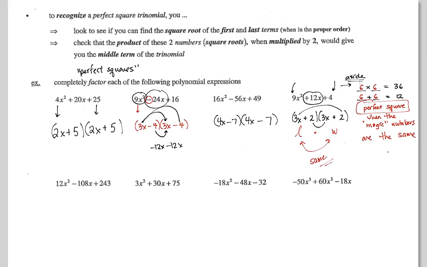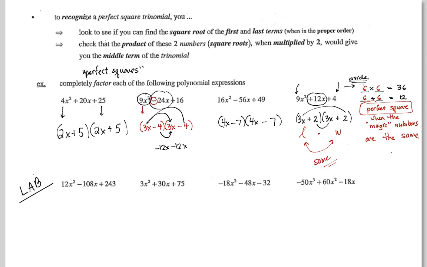So these ones are going to be for in the lab. These ones underneath. And just as a hint, before we jump into the lab, you have to do the GCF first. Like, look at this middle one. What do they all have a common factor of? These all could be divided by 3.